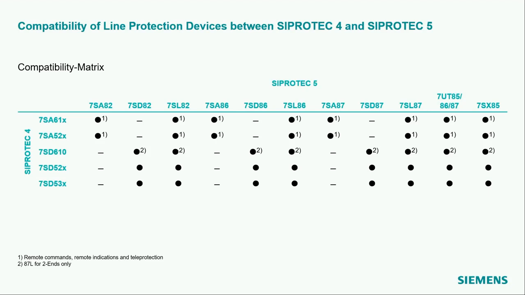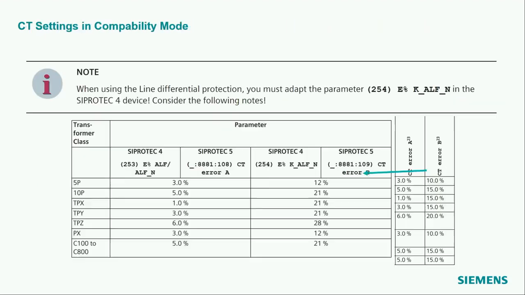Hereby is the 7SD61 only for two end-line topologies. All CPROTEC 4 distance protection relays, the 7SA devices, can be combined with all CPROTEC 5 devices that have a distance protection function, such as all 7SA devices, the 7SL devices, the 7UT, and the 7SX.